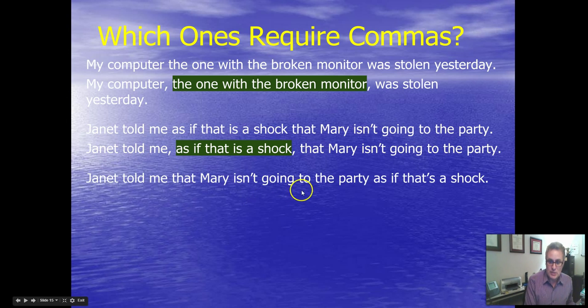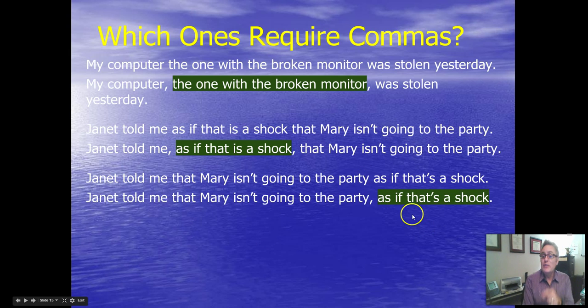But look at the difference here, depending on where I put as if that's a shock. Janet told me that Mary isn't going to the party. As if that's a shock. So in this sentence, that same statement, because it has been placed behind Mary isn't going to the party, is saying something different. In the other sentence, it's saying Janet told me, as if that's a shock, Janet tells everybody everything. Here, it's Janet told me that Mary isn't going to the party. As if that's a shock, because Mary never goes anywhere. Mary is a homebody. She never leaves the house.